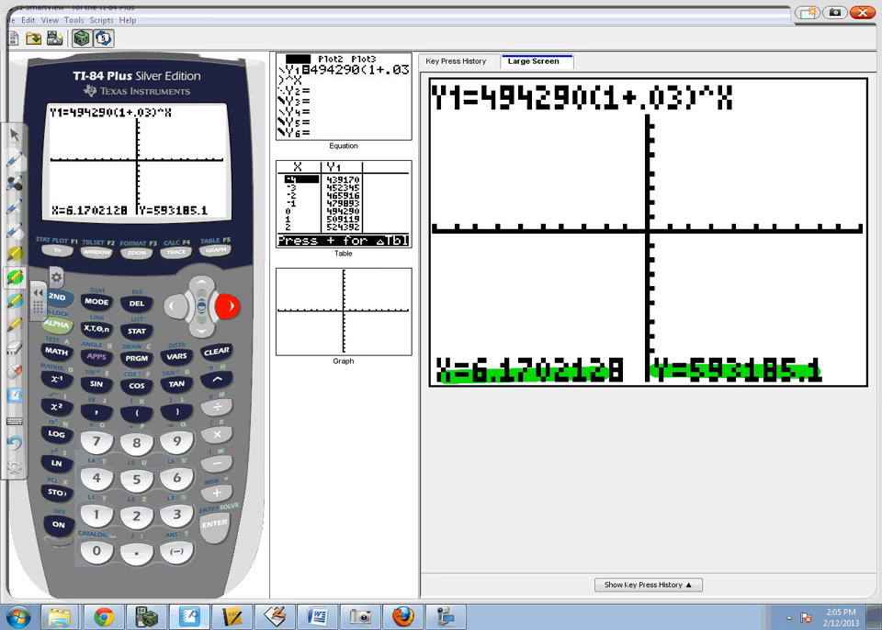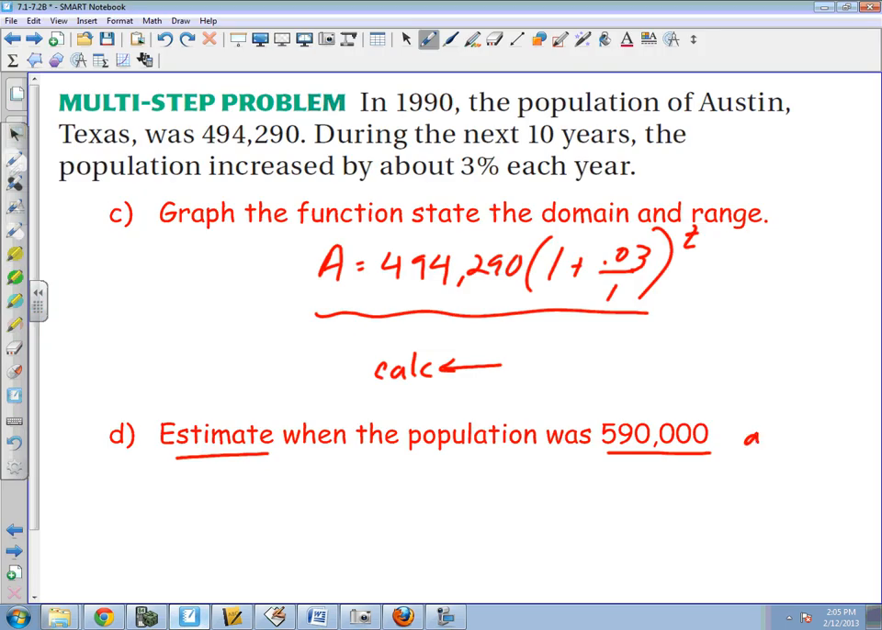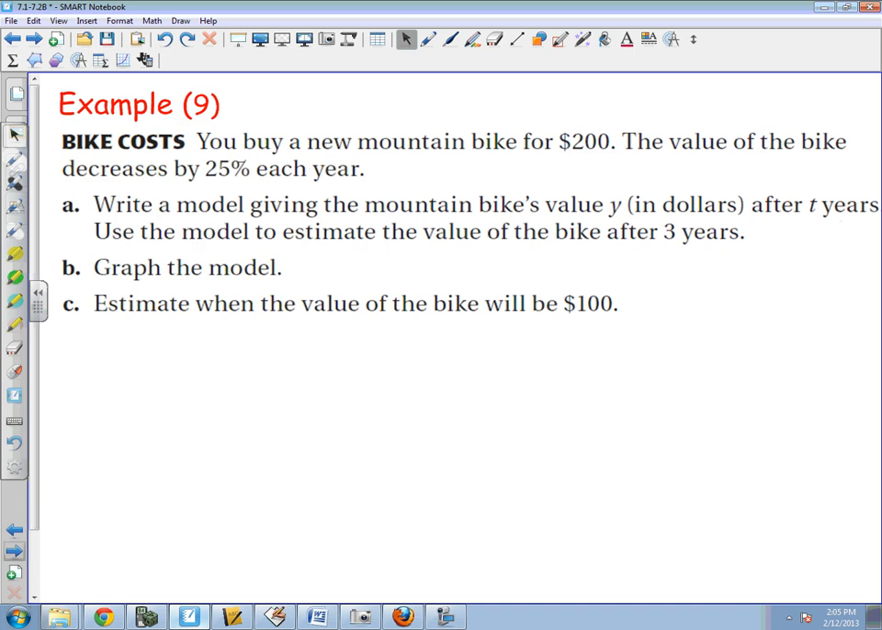So what does t equals 6 correspond to? Well, t equals 6 will be 6 years past 1990. It's about 1996. That's all you wanted to do. So it's just an estimation. So let's do the next one. Let's do number 9, and we'll finish these notes.